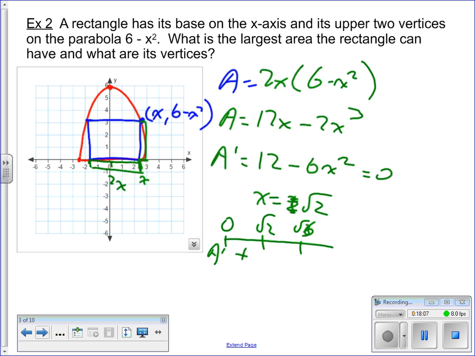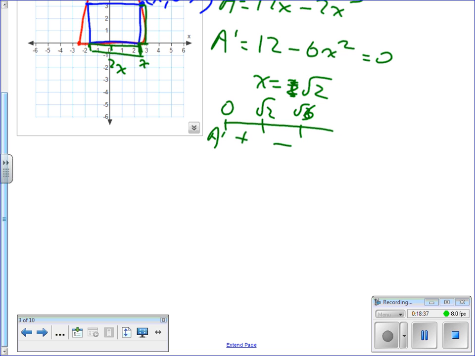Okay, between those two would be what? 2. Because the square root of 4 is between the square root of 2 and the square root of 6, right? Square root of 4 is 2. So I put 2 in here. 2 squared is 4. Gives me negative 24. I get a negative. So I have a maximum at x equals the square root of 2.